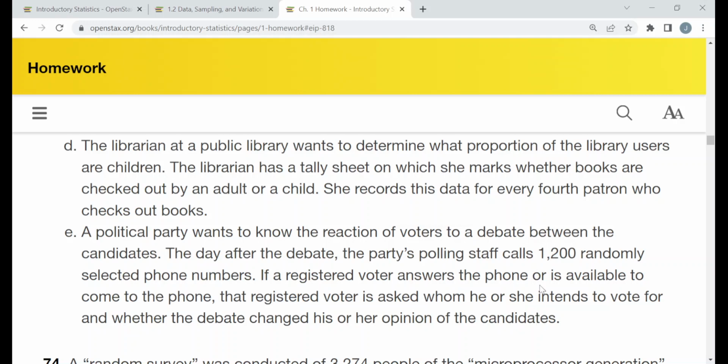All it mentions here is the words, 1,200 randomly selected phone numbers. Didn't really say how, right? So I would very simply call this a simple random sample. They must have had them generated somehow, again, pulling from a hat or using technology, to generate these 1,200 randomly selected phone numbers and call them.